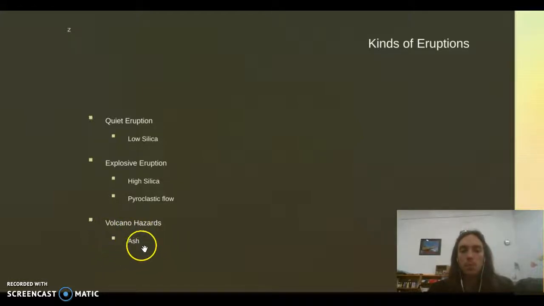A lot of the animals around, the ones that breathe, are going to have trouble breathing because they're going to be inhaling gaseous mineral particles. If you breathe in dust, it really hurts your lungs, so make sure you don't do that. But that's one of the hazards of volcanoes: ash and pyroclastic flow.